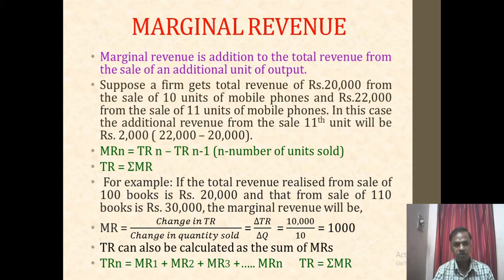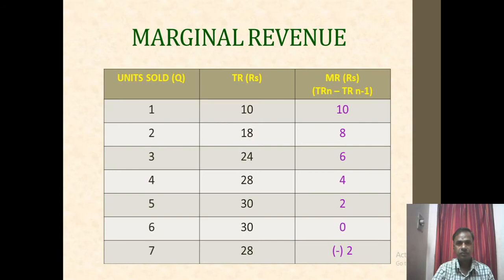Two formulas we have studied here: MR is equal to TRn minus TRn minus 1, and another one is MR is equal to change in total revenue divided by change in quantity sold.